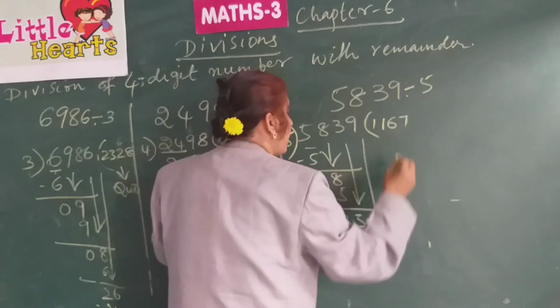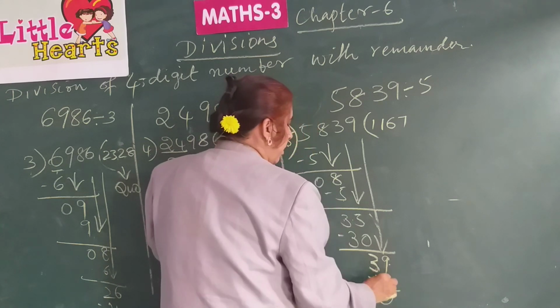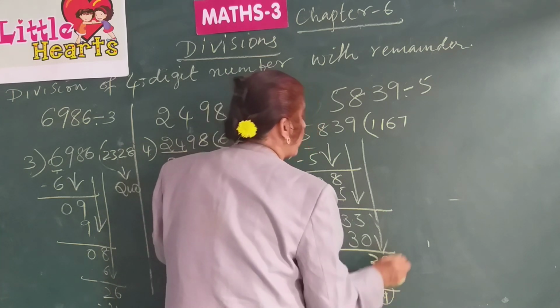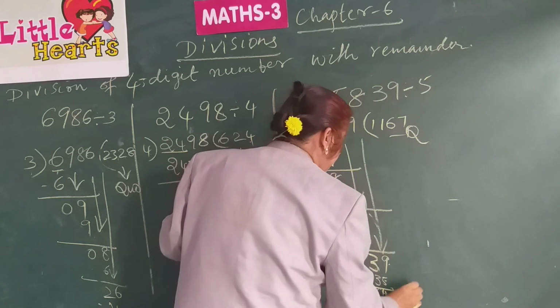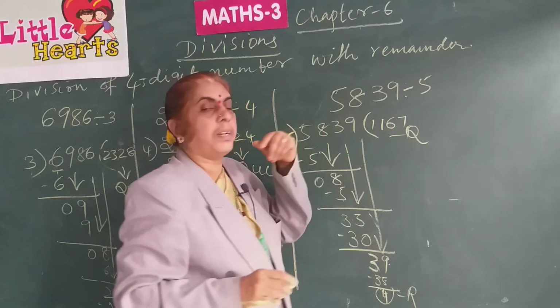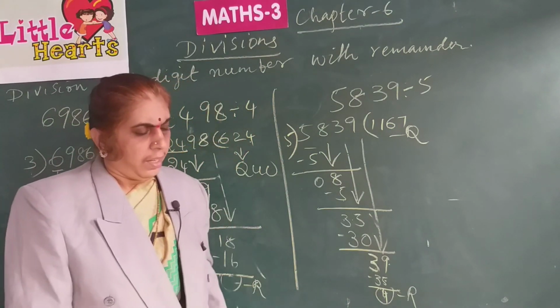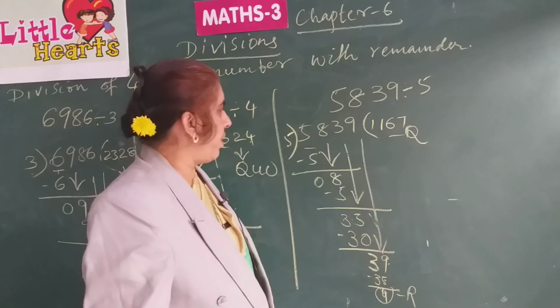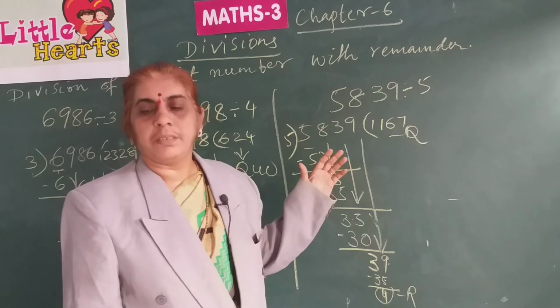39. 5 sevens are 35. 39 minus 35 is 4. This is the quotient and this is the remainder. Quotient is 1167 and remainder is 4. In this way, a 4-digit number can be divided by a 1-digit number with remainder.